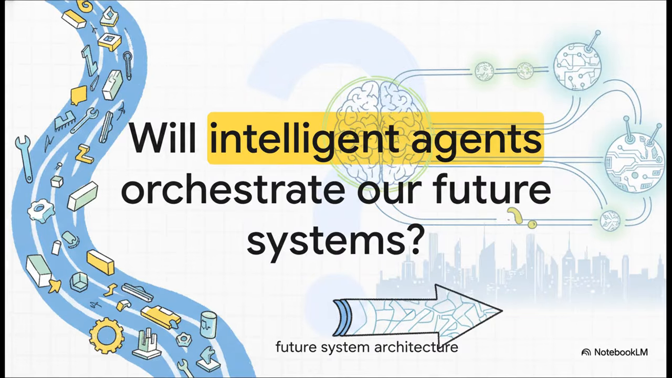And so this leaves us with a final, kind of wild thought. We've spent all this time learning how to tame the stream with better tools, but what if the next big leap is for the stream to tame itself? Will the systems of the future be managed not by us, but by intelligent agents that can predict, adapt, and optimize everything in real time? It's a fascinating question, and it might just be the next chapter in system architecture.